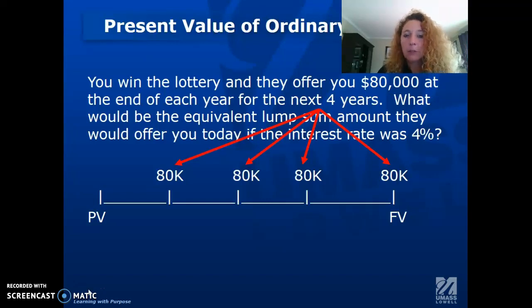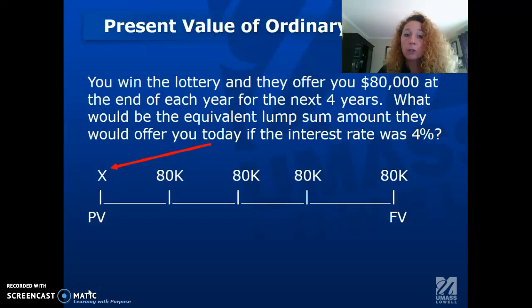Okay? So then we have to figure out where the X goes. And it said, what would be the equivalent sum, that's the X, that they would offer me today? So put the X somewhere on the timeline where you think it belongs. And hopefully you have it right there on the present value. So this is what the present value of an ordinary annuity looks like, right? You can kind of picture it in your head. This looks different from the future value of an ordinary annuity, and it looks very different from the present value of a single sum. So, right, you want to compare these.